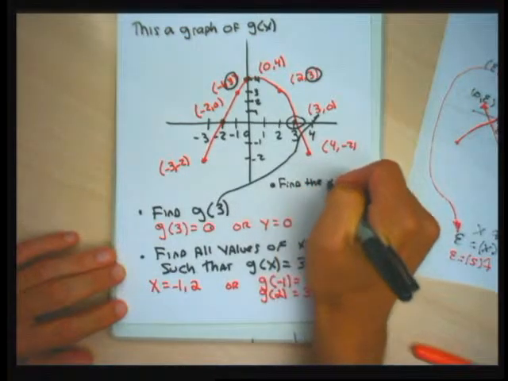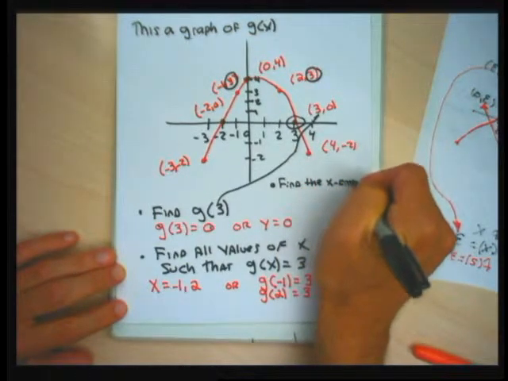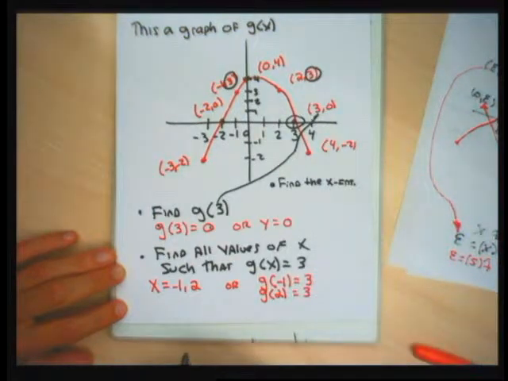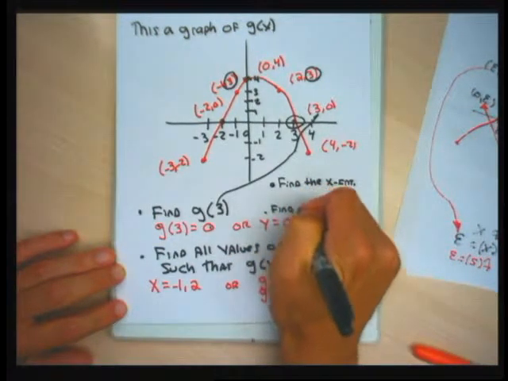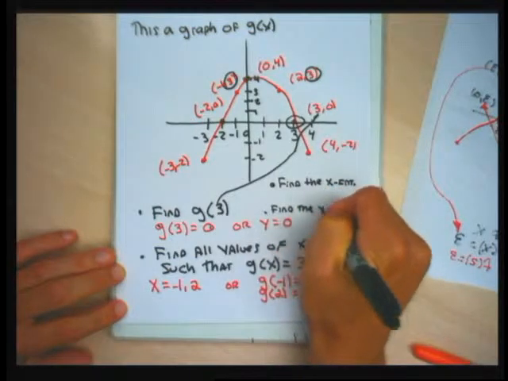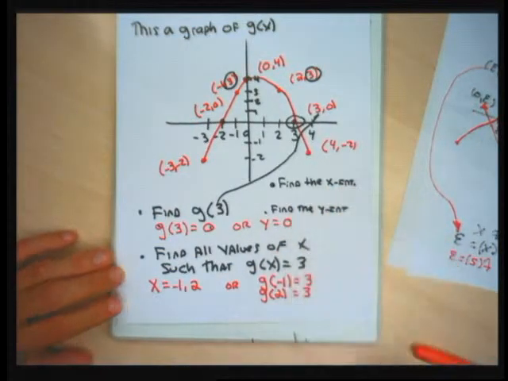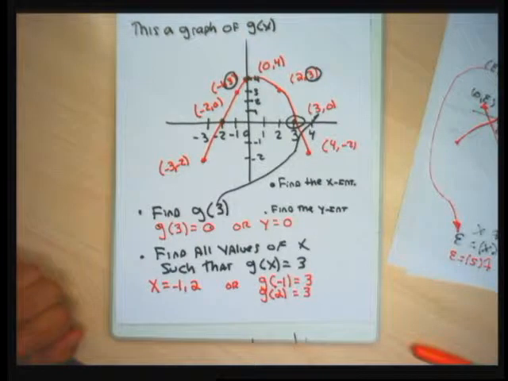Find the x-intercept, or x-ints. I don't have room to write intercept, so I abbreviate it. And find the y-intercept. And there can't be any algebra because I don't have an equation for the function.